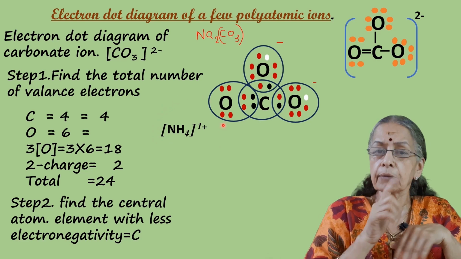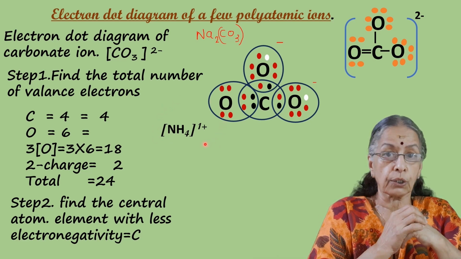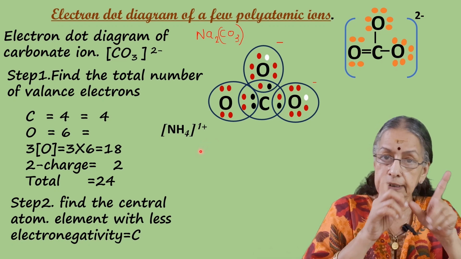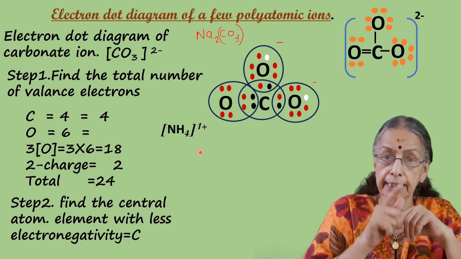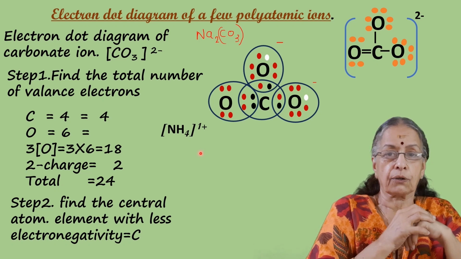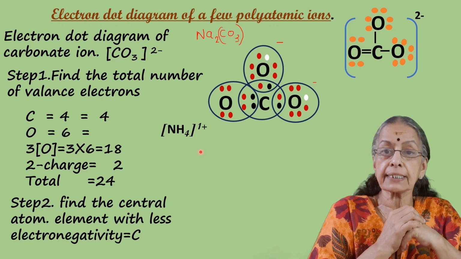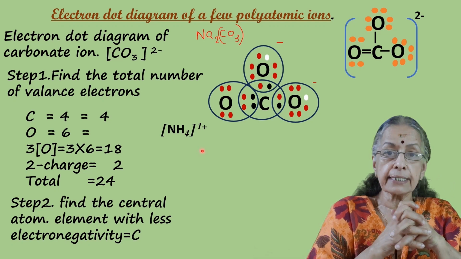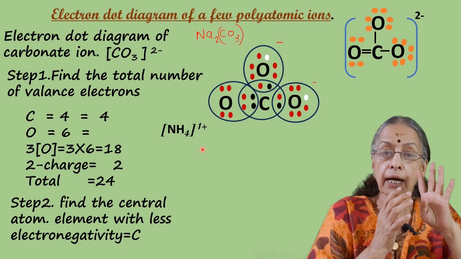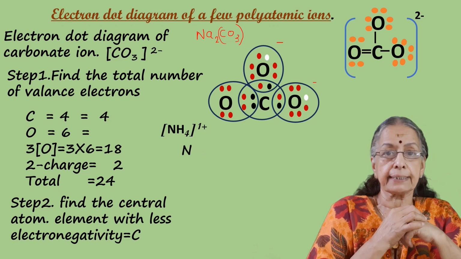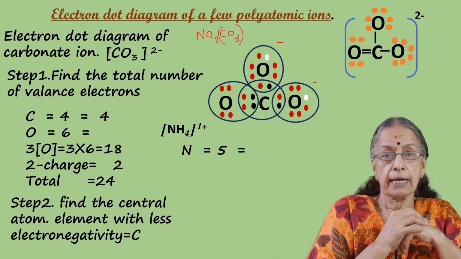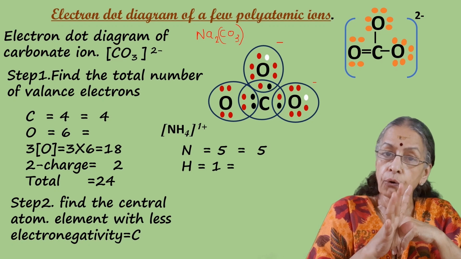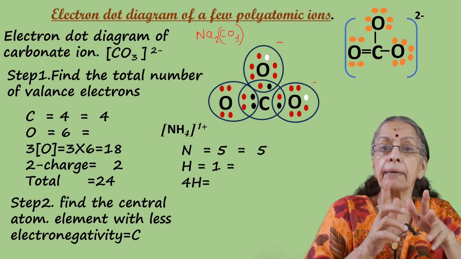What is the meaning of 1 positive charge? 1 positive charge on it tells us that it has 1 electron less. When we consider the total number of electrons, it is deficient in 1 electron. So when we follow the first step, that is calculating the number of electrons that we have to show: the ammonium ion contains 1 nitrogen atom and 4 hydrogen atoms. For the nitrogen atom, there are 5 electrons. For each hydrogen atom, there is 1 electron. So altogether 4 electrons. So 5 plus 4 becomes 9.